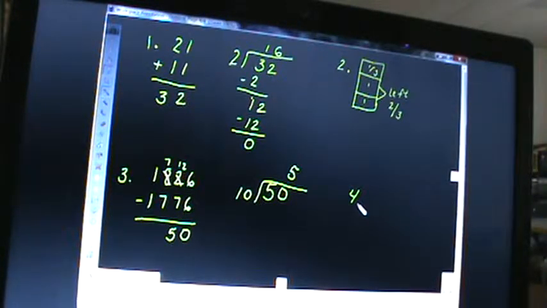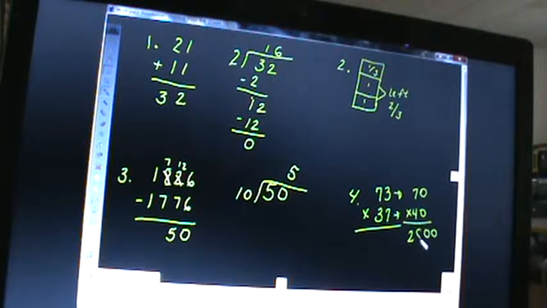Number 4. Estimate the product of 73 and 37. So we have 73 and 37. Product means multiply. Well, we're estimating. So 73 is closer to 70. 37 is closer to 40. And now we multiply. Bring down our 2 zeros. 4 times 7 is 28. So the estimated product is 2,800.